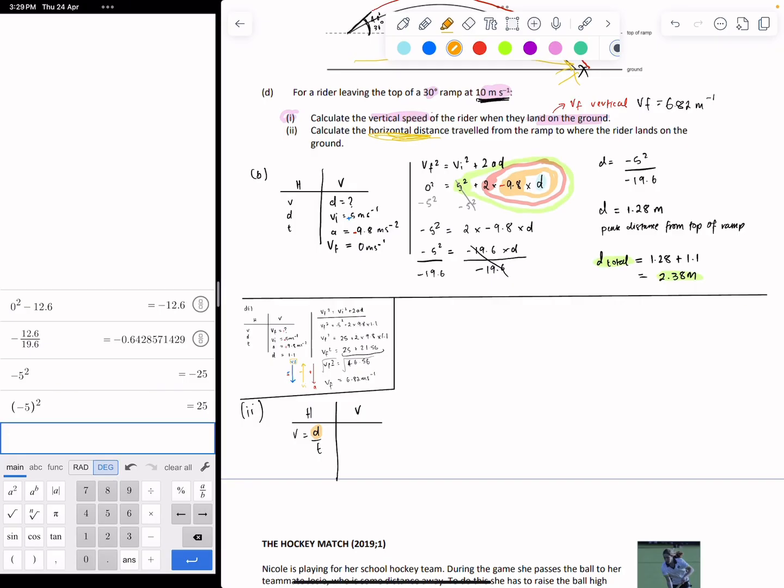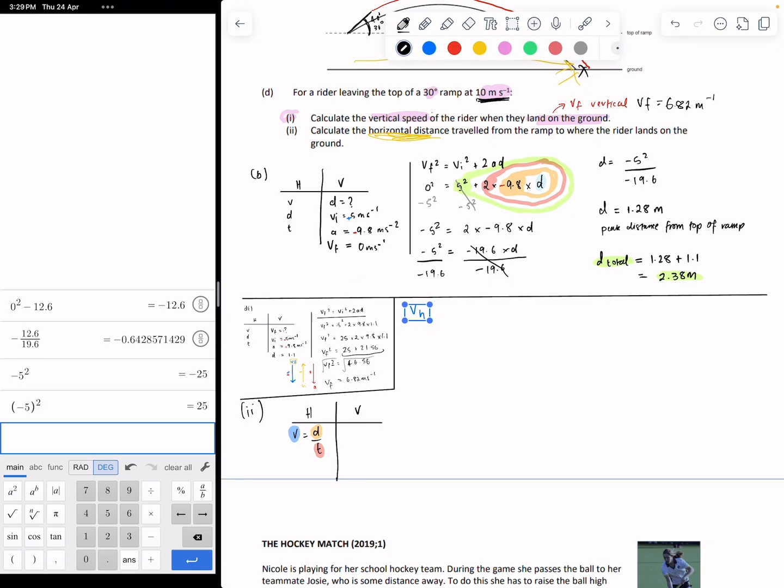Okay, so how do we do this? Well, we need to first find the vertical velocity component, and we need to find time. Okay, so let's first work out the horizontal velocity.